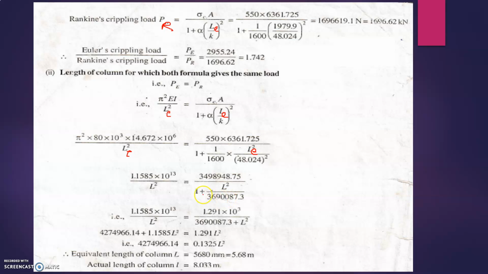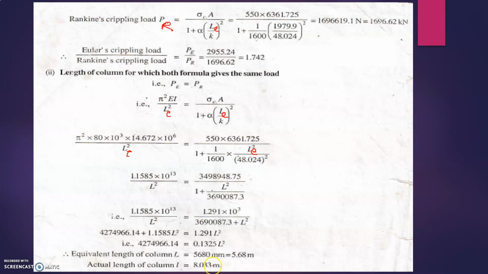Then you can take the LCM of this. So this becomes now 3690 plus L square. Simplify this, you can do this in the calculator. So you get the answer in terms of L square. Take the square root of that, so that is equal to 5680 mm. That is nothing but 5.68 meter, but we want the actual length.